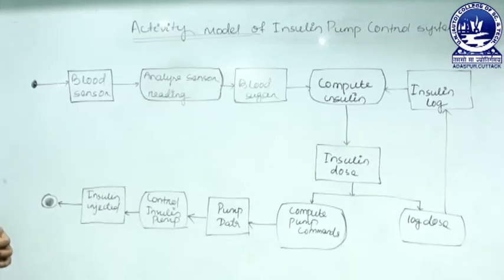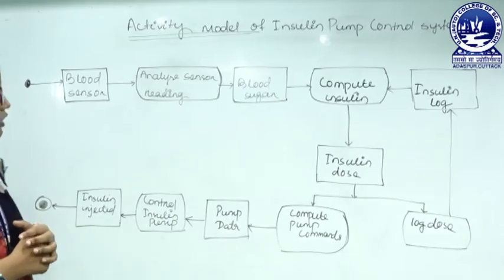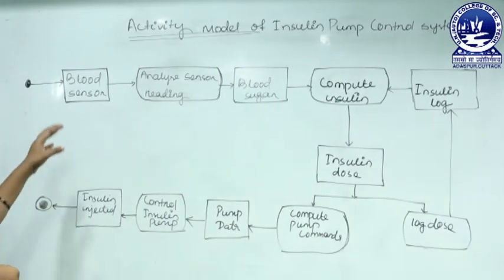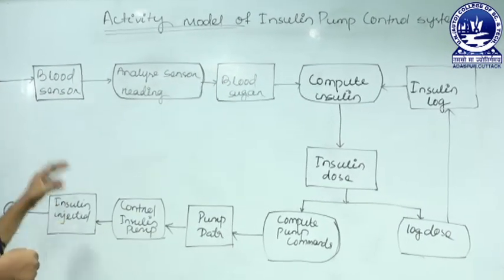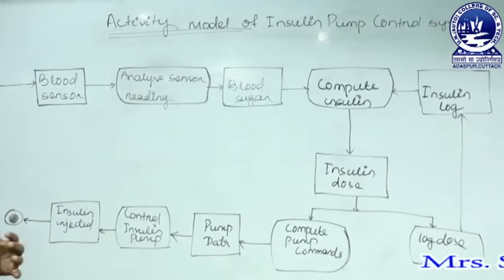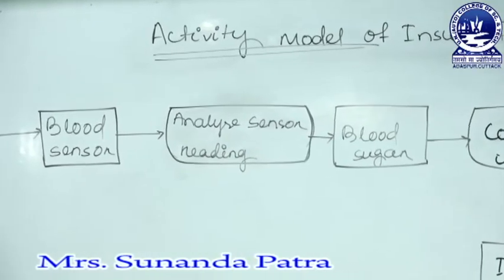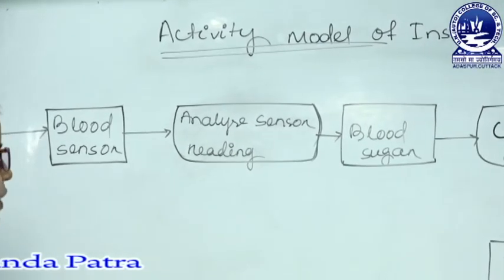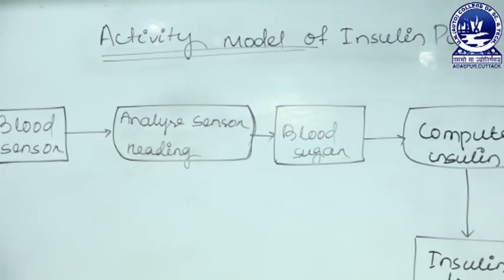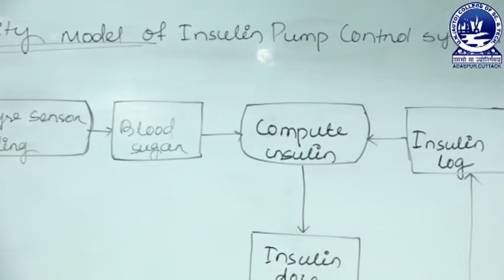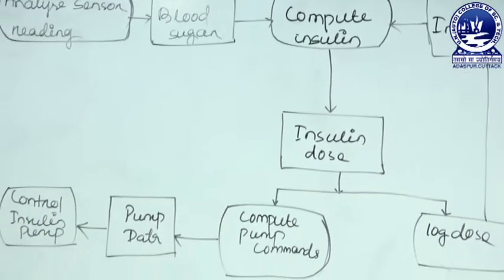First, we have a blood sensor. We are using two types of notation here: one is a rectangular shape and the other is an oval shape. The rectangular shapes are used for storing data, and the oval shapes are used for processing that data. The blood sensor, which we saw in our previous diagram, sends the blood sugar level from the patient's body.